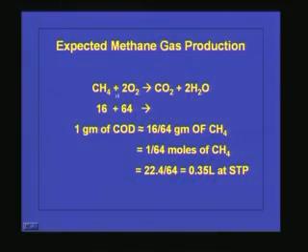We take methane, and if you want to completely oxidize it in the presence of oxygen, what will happen? Methane plus oxygen will give carbon dioxide plus 2H2O. That means 16 grams of methane combines with 64 grams of oxygen, or 1 gram COD is equivalent to 16 by 64 grams of methane, or 1 by 64 moles of methane. The methane gas generated by 1 gram of COD is around 0.35 liters at STP. So, if we can convert 1 gram of COD to methane gas, we will get 350 ml of methane gas at STP as per the stoichiometry.